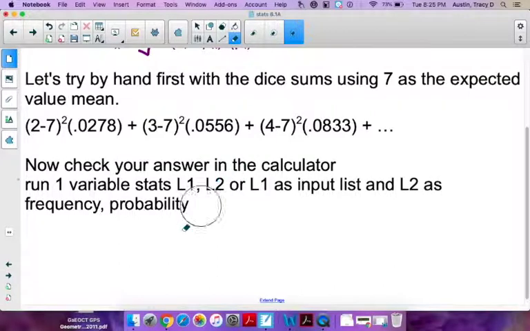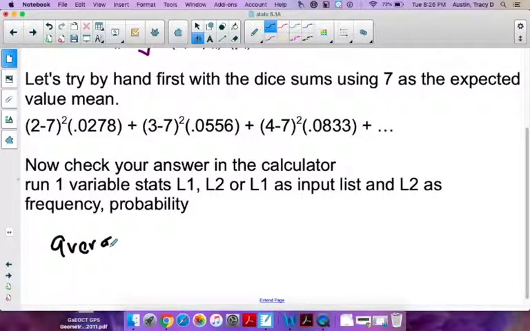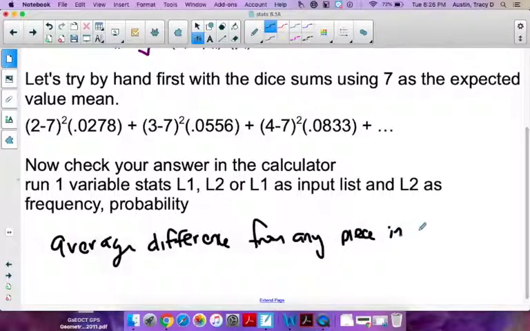Okay, and so when you ran the calculator, I don't have my calculator with me, or the number apparently in there, I thought I did, you will get the standard deviation. Now remember what the definition for standard deviation is. It is the average difference from any piece in the data set to the mean. Okay, so if I'm talking about the dice, the average difference between what you roll and the mean.